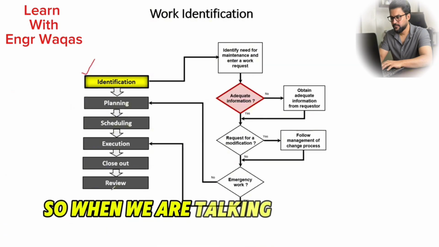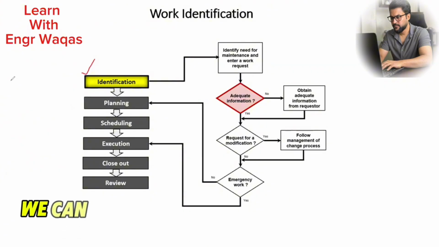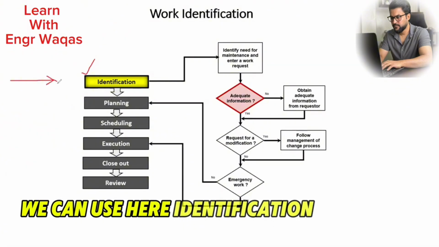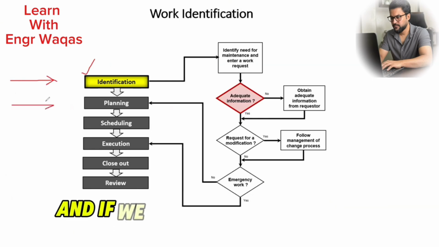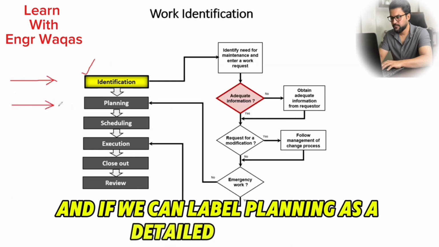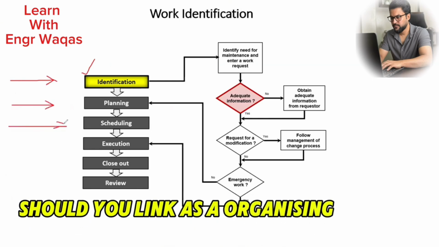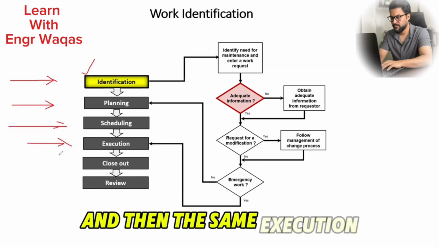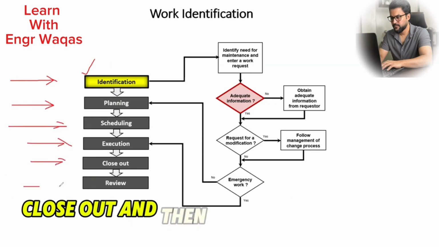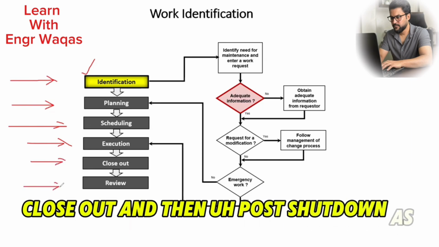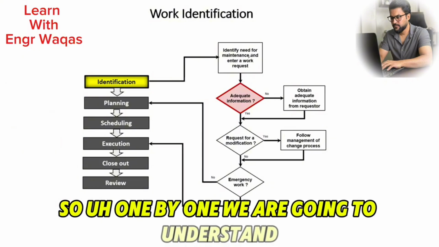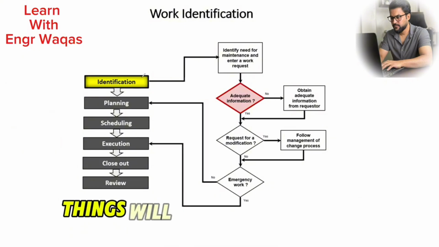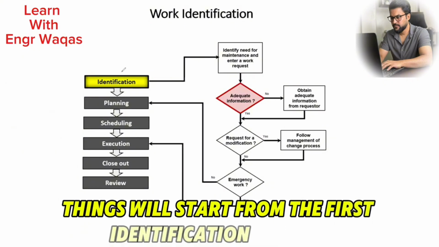So when we are talking about these things, we can use identification, like a strategic planning, and if we can label planning as detailed planning, scheduling as organizing detailed planning, and then the same execution, close out, and then post shutdown as well. So one by one, we are going to understand. Things will start from the first, the identification process.